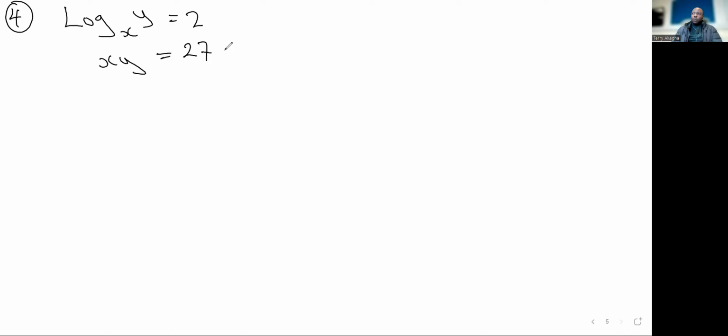So what you do, we can't solve simultaneous equations in logarithm form. So we have to convert this log back to index. So let me call this equation 1, and let me call this equation 2. So we have to convert equation 1 back to index. So let's start from equation 1.